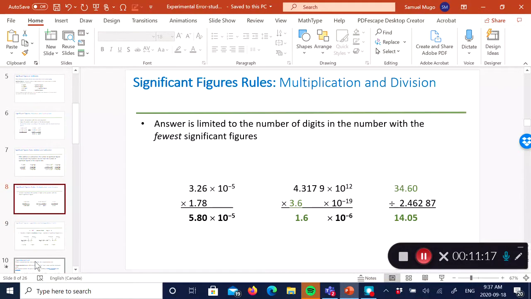If you're doing a multiplication or a division operation, now remember the answer is limited to the number of digits in the number with the fewest significant figures. So you do this multiplication, for example, this number has only 2 significant figures, this number has 5 significant figures. The answer is limited to the number that has the lowest number of significant figures, which is these two significant figures in this case.